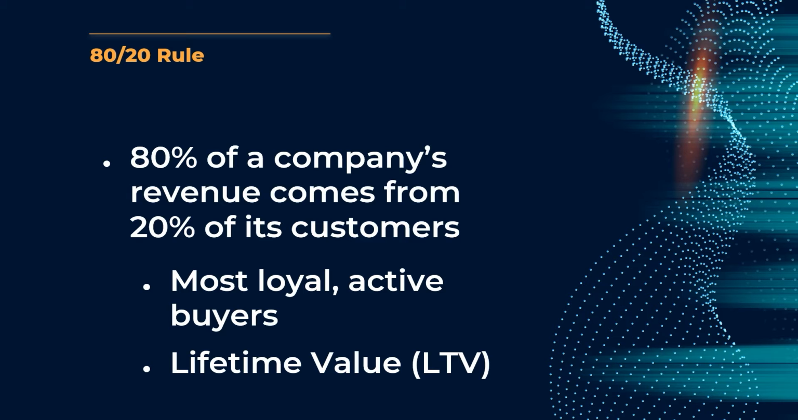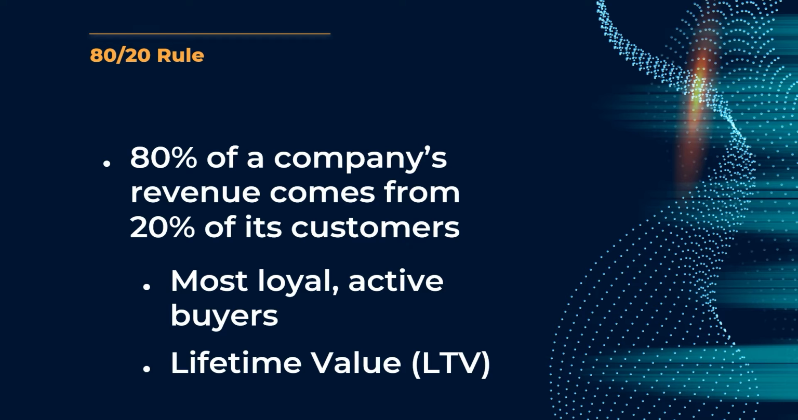So we're not taking into consideration expenses. It's not the same as profit yet. It's just literally the accumulation of all the money that we make. That's what revenue means. So 80% of our sales comes from 20% of our customers. And the reason why is because those 20% of our customers are the most loyal and the most active buyers. They buy the most and the most frequently from us.